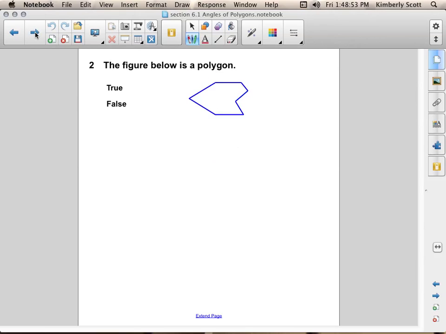Figure below is a polygon, true or false? Well, this one doesn't break any rules. For every vertex, we have 2 lines meeting. And it is a closed figure. They are all line segments. And even though it is not convex, notice I can draw that, it is still a polygon.